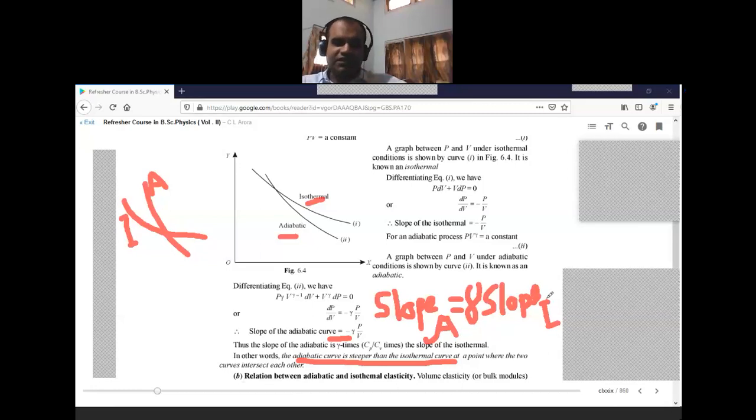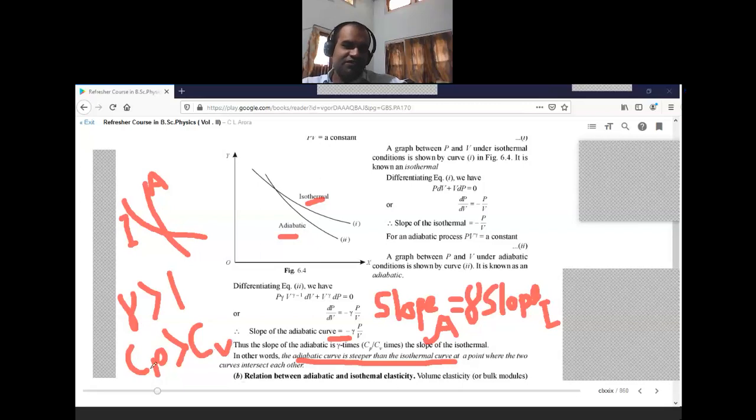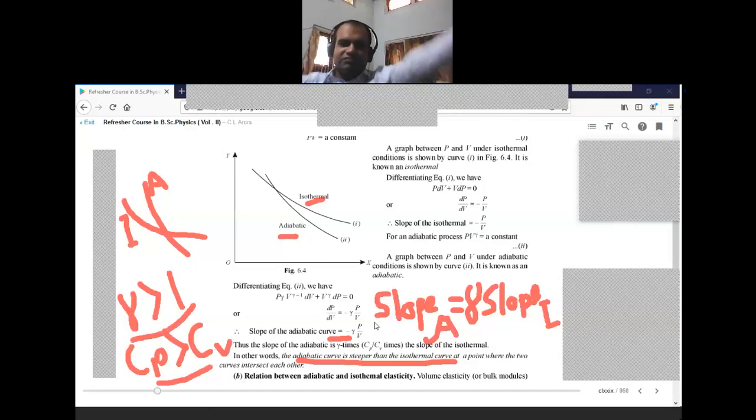That means the adiabatic curve is steeper than the isothermal curve, and gamma has a value greater than 1. Why? Because specific heat at constant pressure is always larger than specific heat at constant volume. Since gamma is nothing but Cp divided by Cv, and Cp is always greater than Cv, therefore gamma is greater than 1. Okay? I hope up to this much it is clear.